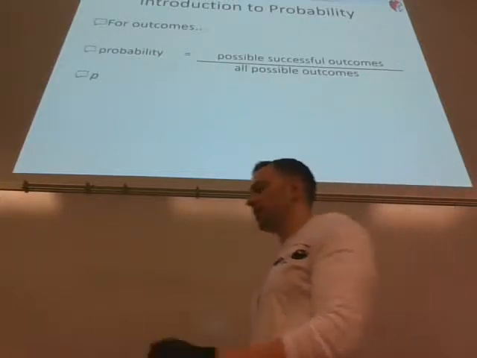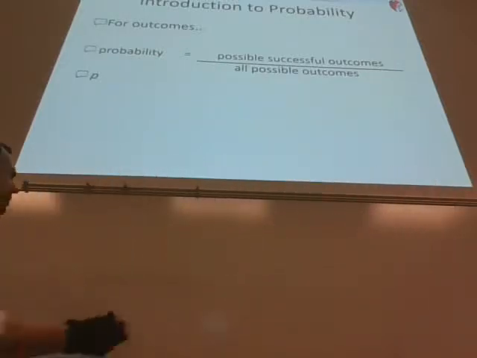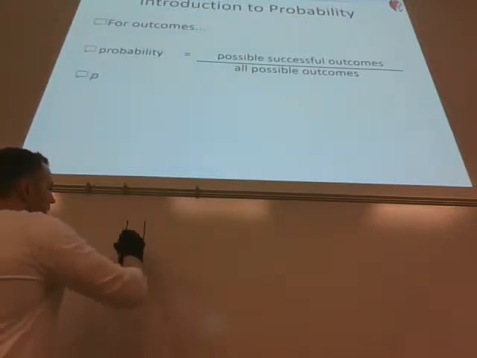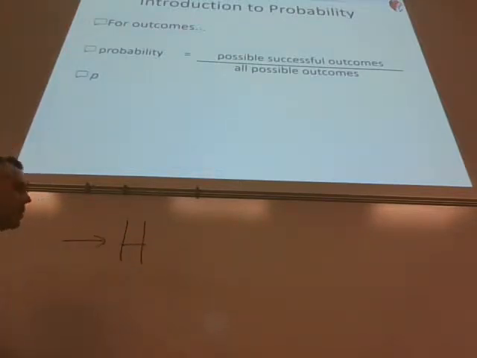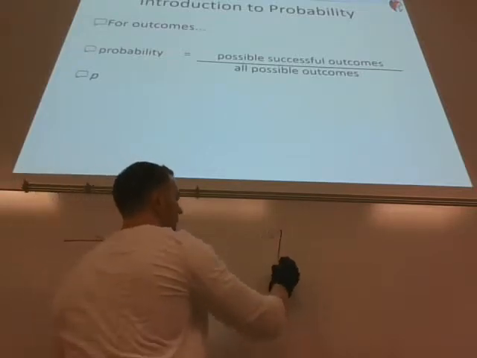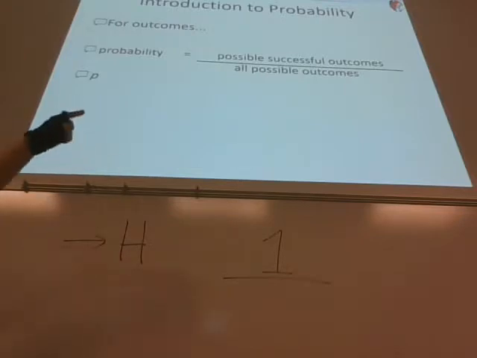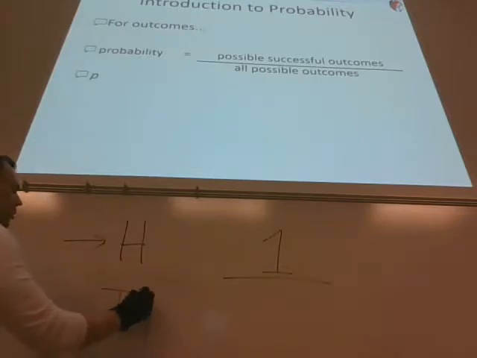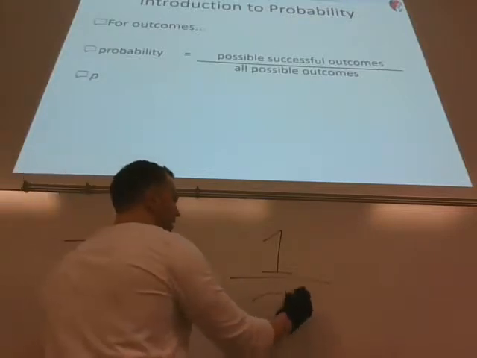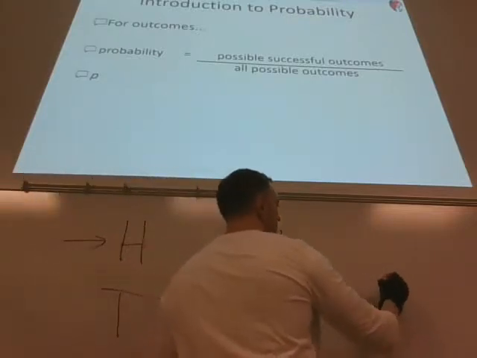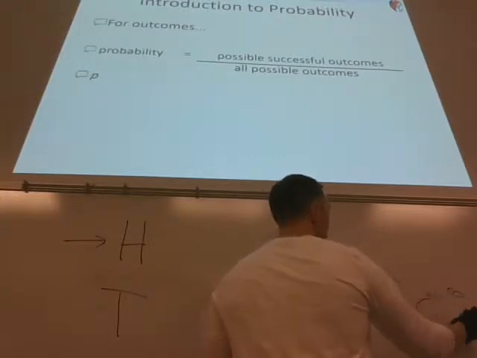So for example, if you're playing a game and you're flipping a coin, let's say that you need a heads in order to win, right? So that is your possible successful outcome. How many outcomes are successful? Well, there's one outcome that is successful. How many possible outcomes are there in total? Well, you can flip a head and you can flip a tail. So there's two possible outcomes. 1 divided by 2 is 50%.